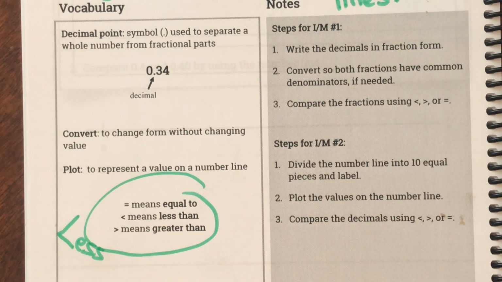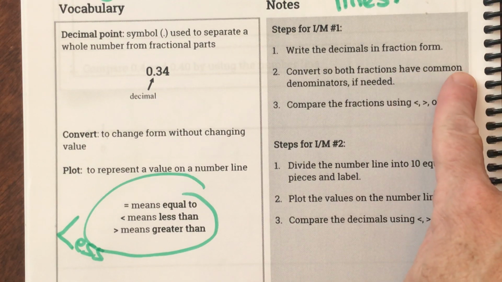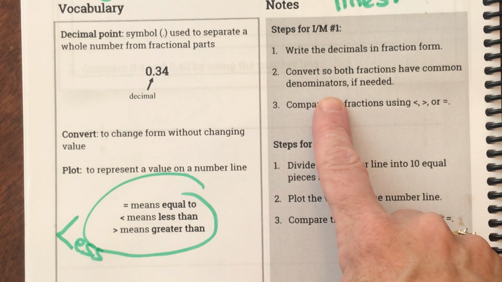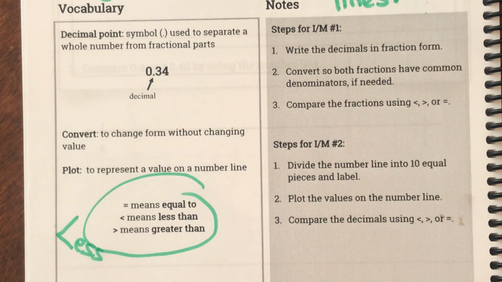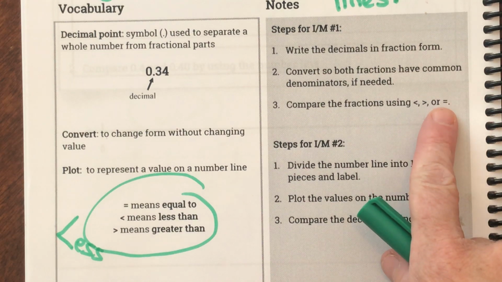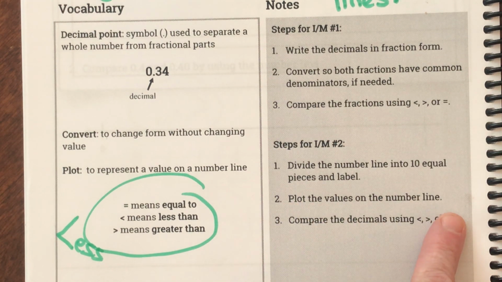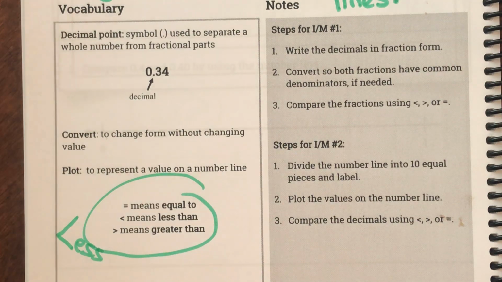Okay, our steps are different because we have two different types of problems. So the first one says write the decimal in fraction form. Convert so both fractions have common denominators if needed. You have to have common denominators. They just mean if needed because they might already have them. And then compare the fractions using our comparison symbols. Okay, steps for number 2 are divide the number line into 10 equal pieces and label, because remember, it's not going to be done for us. We saw that in our last lesson. Plot the values on the number line and then compare using our symbols.